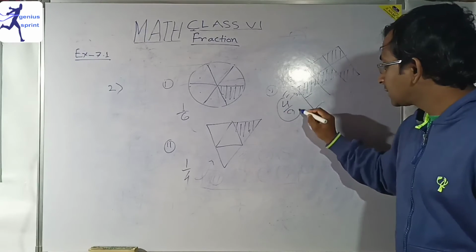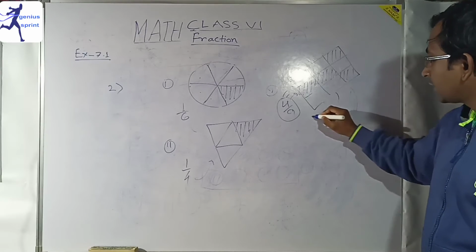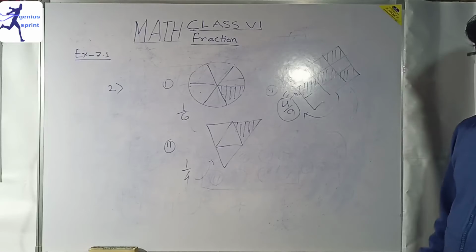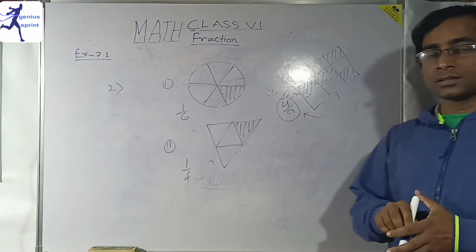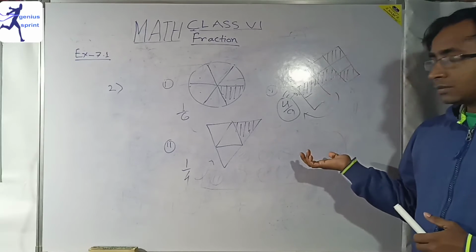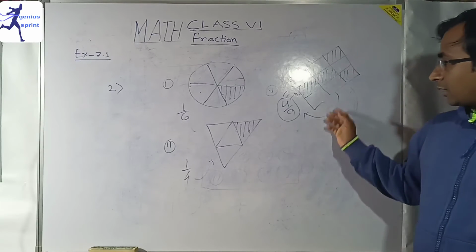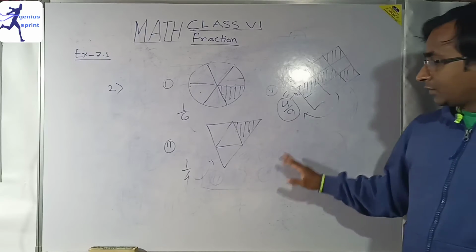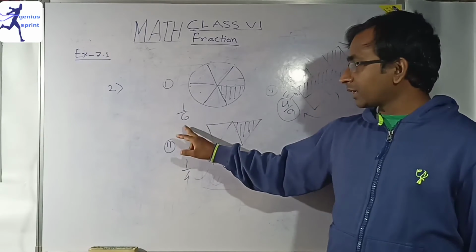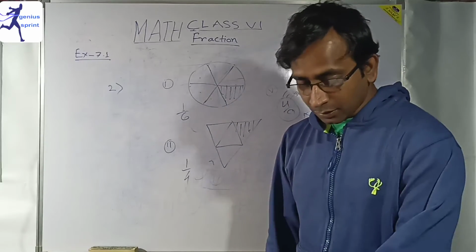So by seeing these fractions I can easily draw these figures, and by seeing these figures I can easily write these fractions also. So I have already told you that they can give it in both ways. That means in the fraction and also in the form of the figure. So if they give the figure, you can write the fraction, and if they give you the fraction, you can draw the figure also. Okay, so this is part 2 of it.